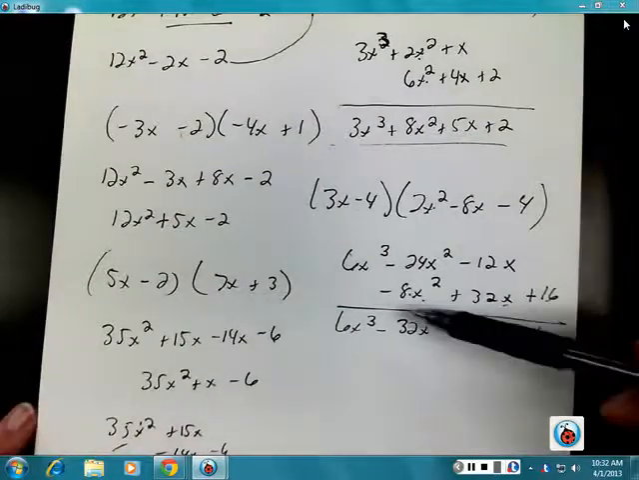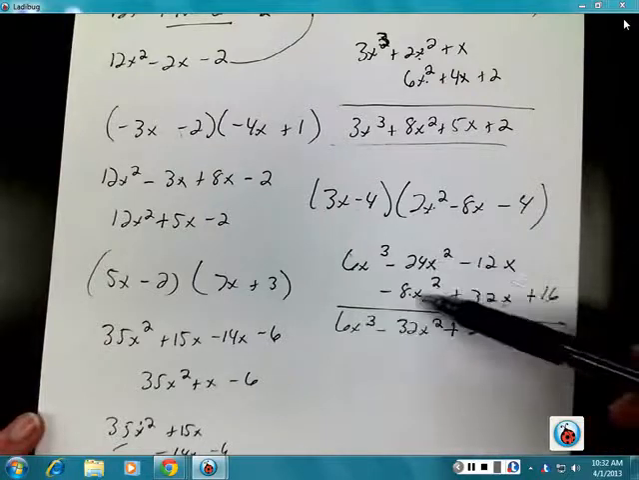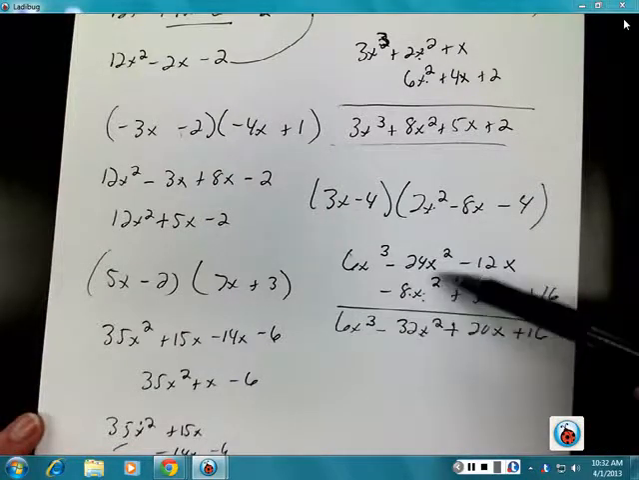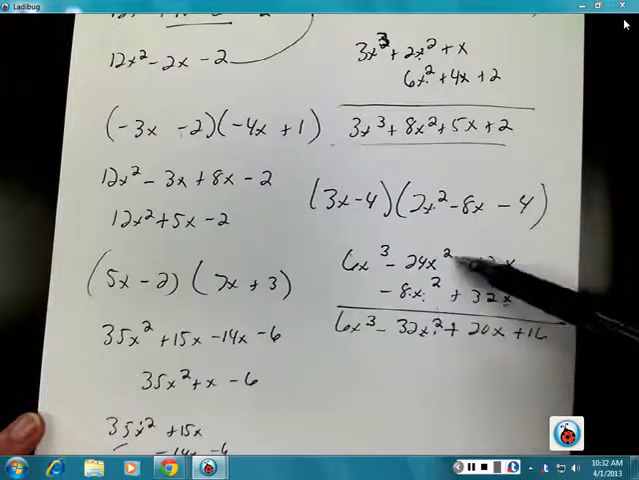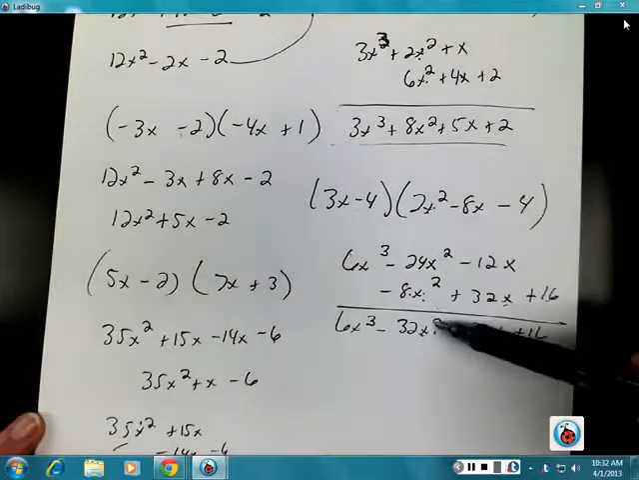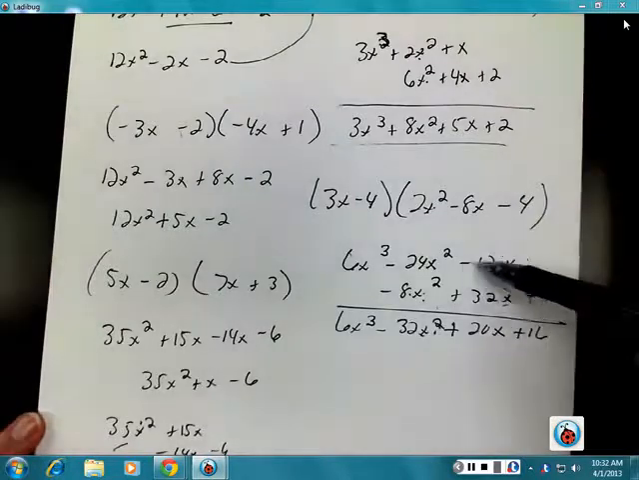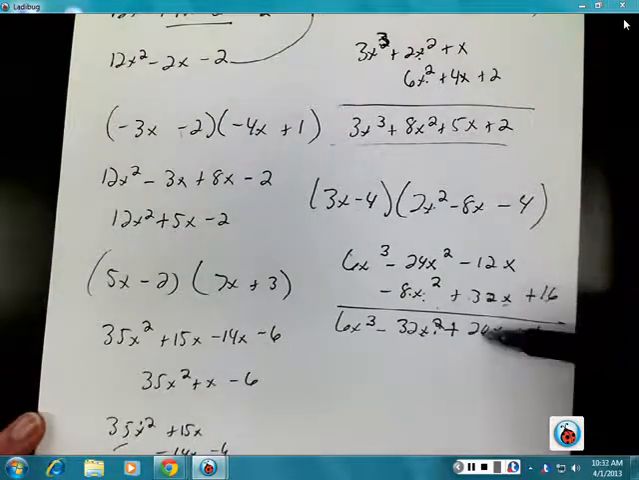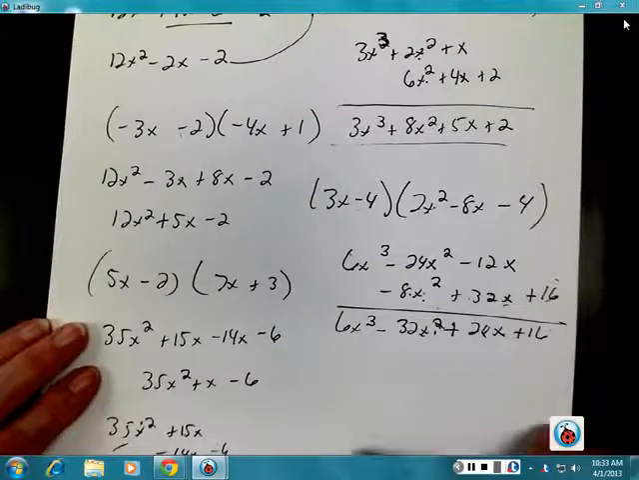And then combine stuff. The x cubes don't combine with anybody. Negative 24 and a negative 8 is now negative 32. x squareds are my label, so don't change the exponent, that's the other piece that you guys start making mistakes on. It's just an x squared, it doesn't become an x to the 4th power. And last, negative 12 and a positive 32 is plus 20x, and then the 16 comes along. And so that becomes your answer for those. So that's a binomial times a trinomial.